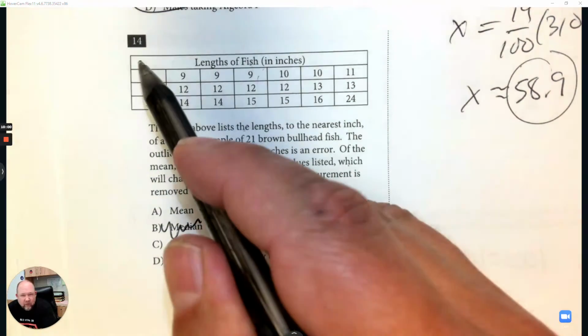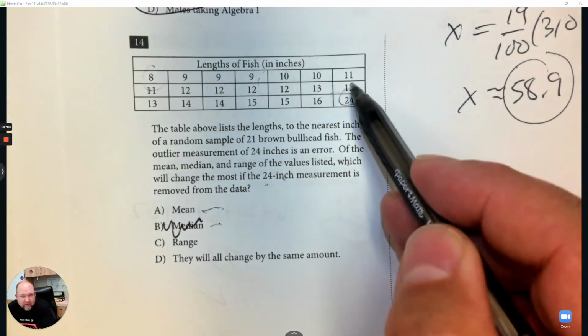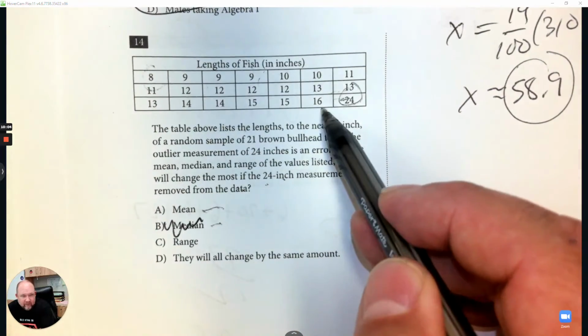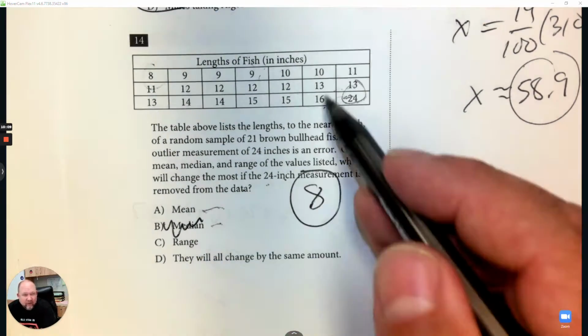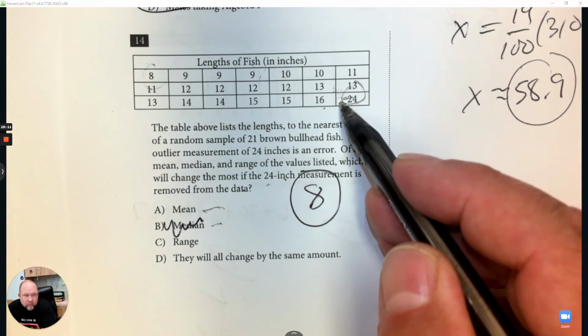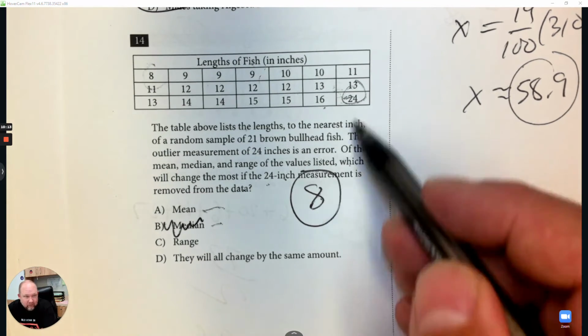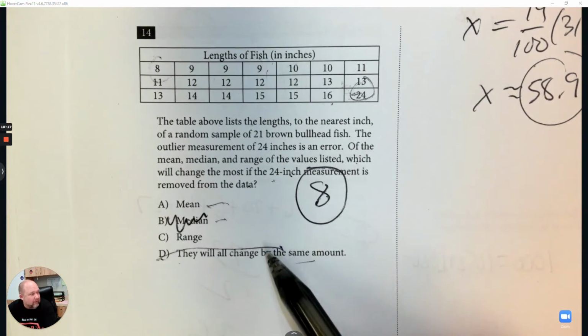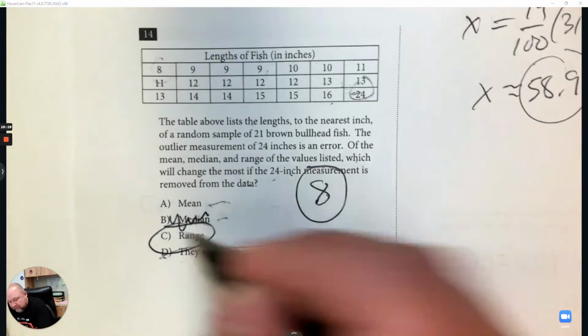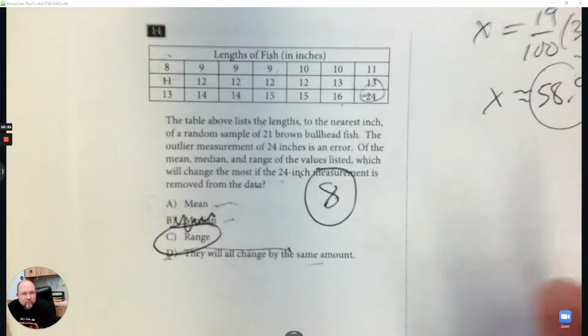The range going from this to this would now change from this to this. So that would be 8. That's a big number. The actual average wouldn't be that big. And they will all change the same amount is wrong. So the one that would seem to change the most, the biggest one, would be the range.